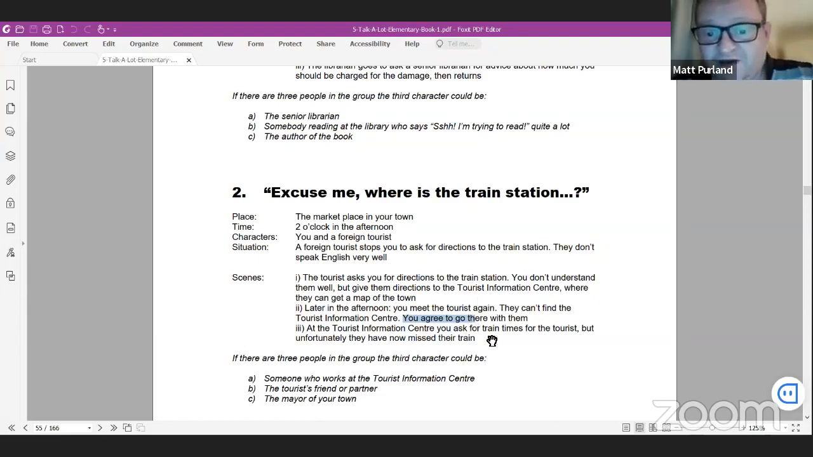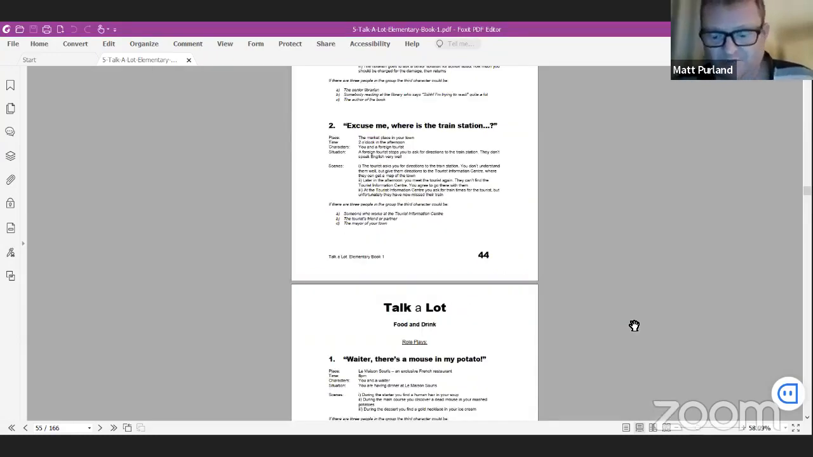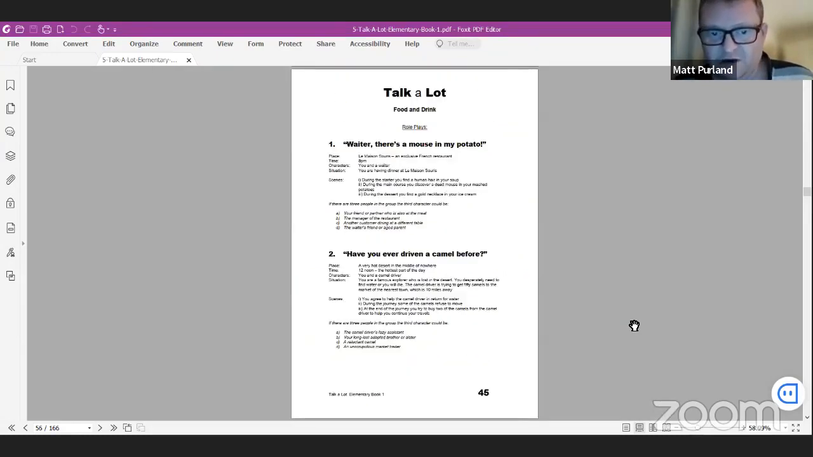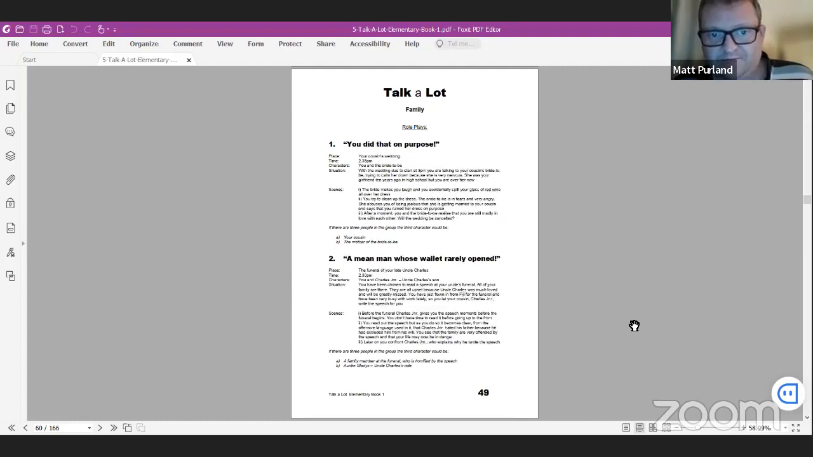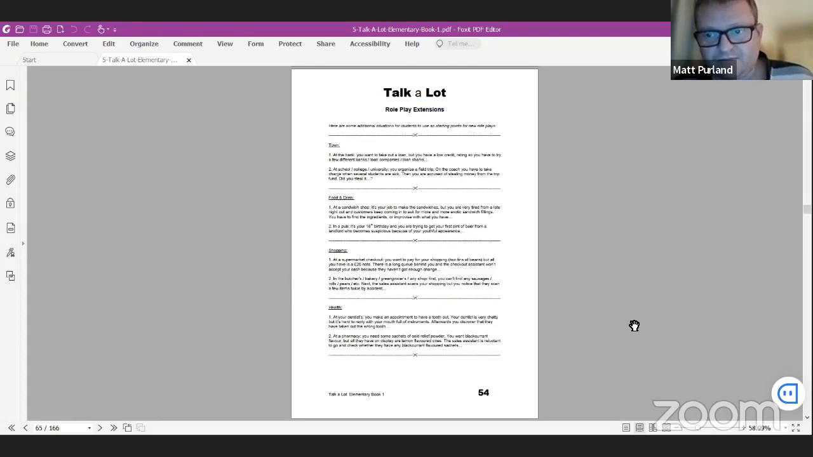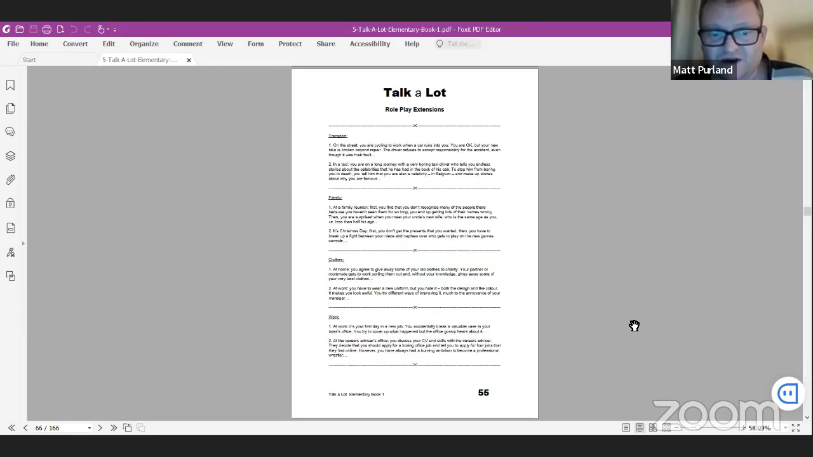So there are role plays here. In the second book, in book 2, there are information gaps instead of role plays. Role play extensions, more ideas. There's loads in this book. It's been used many times. It's been downloaded, I think, over 1 million times over the years.